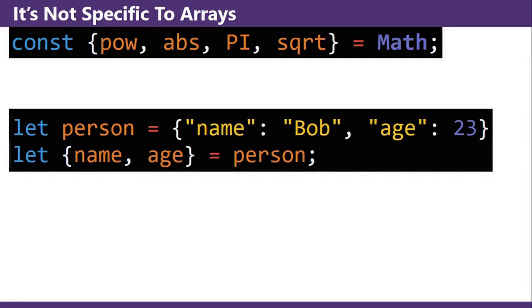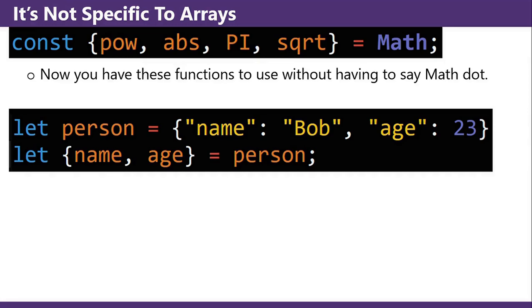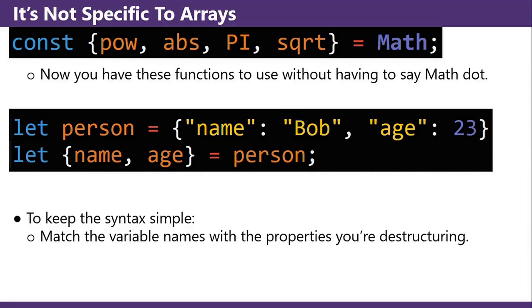You have const {PI, abs, sqrt} = Math. Now you have these functions to use without having to say Math dot. To keep the syntax simple, match variable names with the properties you're destructuring.